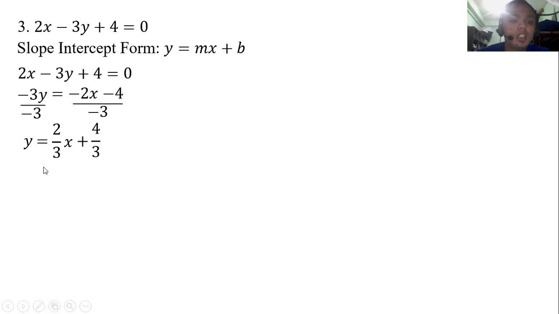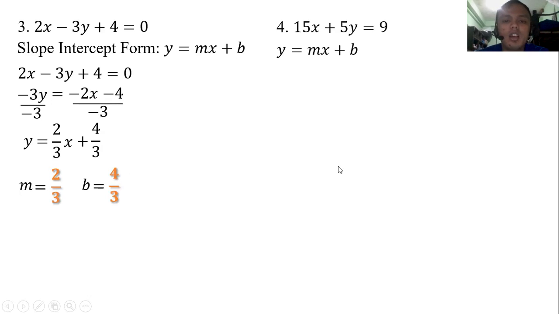Okay? So, what is this slope? Our slope is the m. We have 2/3. Okay? If there is no number written beside the x, it is automatically 1. So, remember that. Okay? The b is the y-intercept, which is 4/3. Okay? The next, another one.